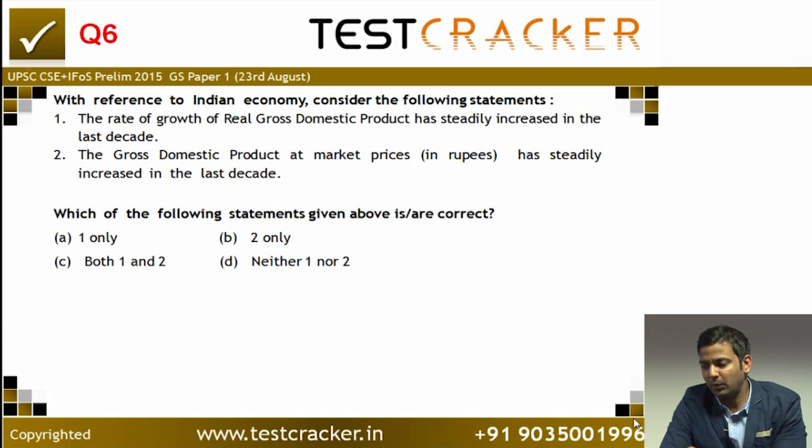So you just have to ask, has India been witnessing high inflation in any of the last many years, at least in the last decade? And you would understand that India was witnessing extremely high inflation. CPI based inflation was more than 10% for at least a couple of years, giving the RBI and the government a lot of headache. And our nominal GDP growth rate was slowing down. So obviously if the GDP growth rate was slowing down and inflation was going up, real GDP growth rate could not have been steadily increasing in the last decade. So statement 1 is wrong.